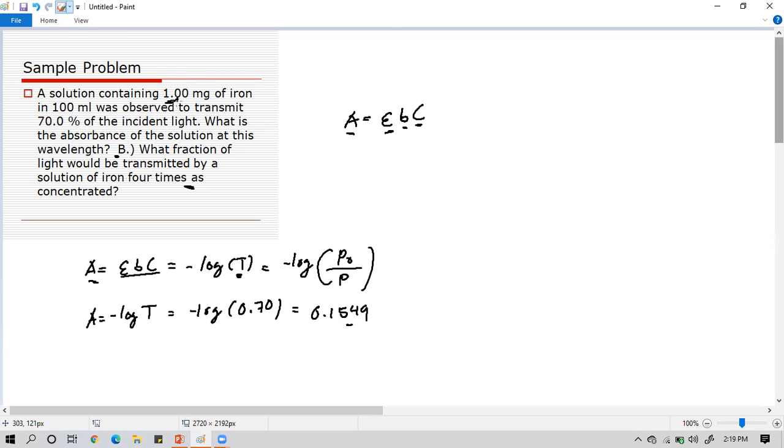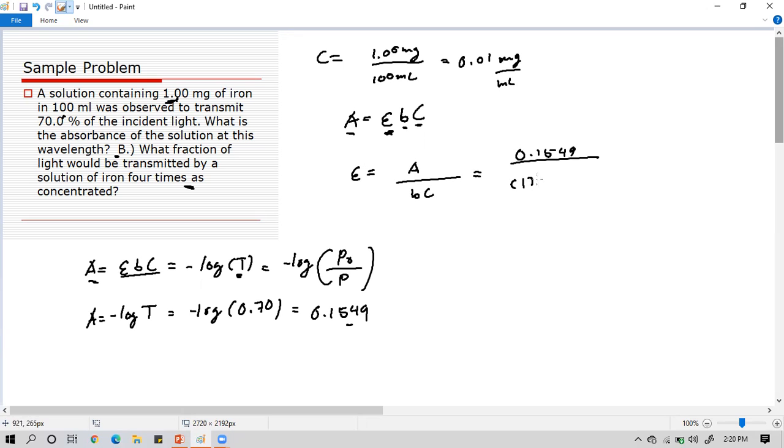But how do we calculate C? Divide 1 over 100 in order to get C, which is 1 milligram per 100 ml. It could also be grams per ml, but the result is the same. So we have a value of 0.01 milligrams per milliliter. Let's calculate the E. Let's isolate the E, which is A over BC. The absorbance is 0.1549 over the 1 centimeter times the concentration of 0.01.